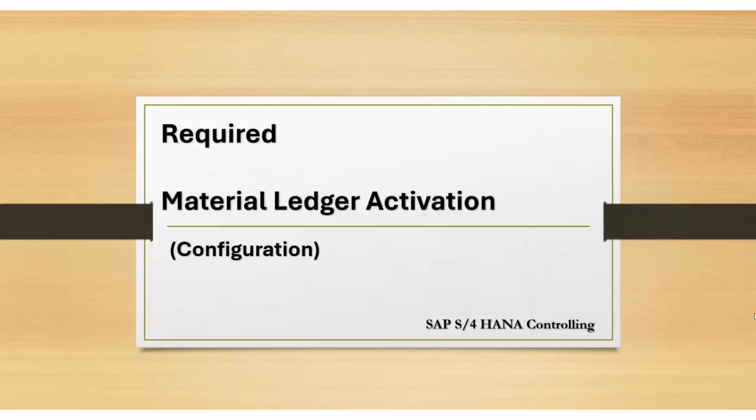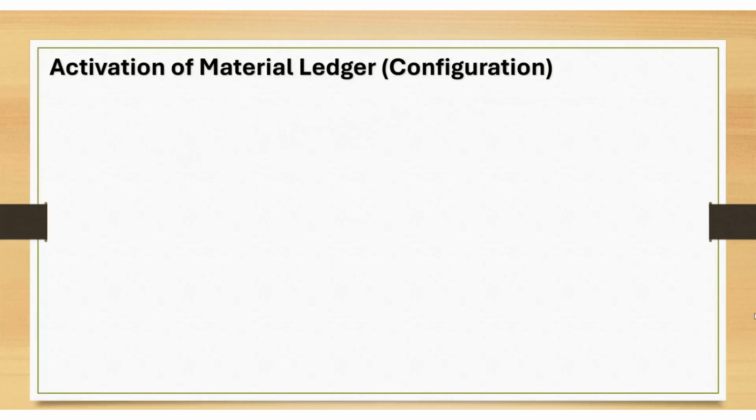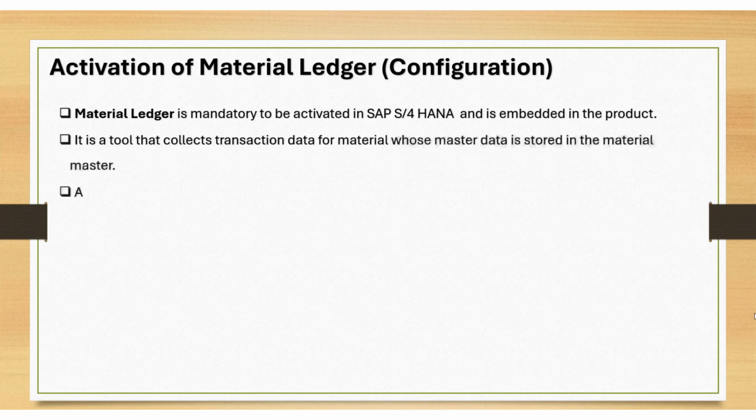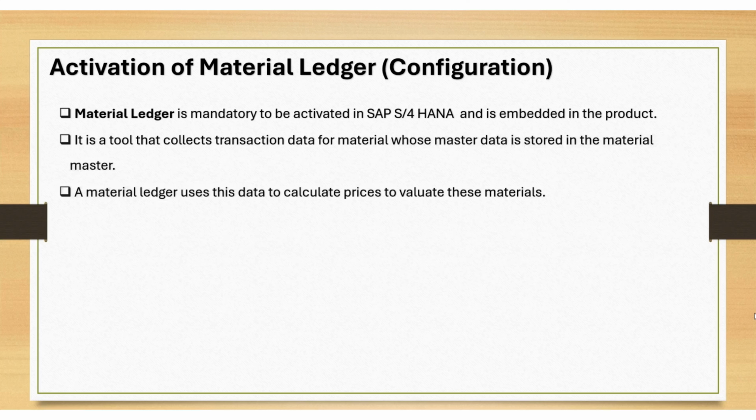Hello everyone. In this lecture, I will demonstrate the configuration for material ledger activation that is required now in SAP S/4HANA. Material ledger is mandatory to be activated in SAP S/4HANA and is embedded in the product. It is a tool that collects the transaction data for materials whose master data is stored in the material master. A material ledger uses this data to calculate the prices to evaluate these materials.